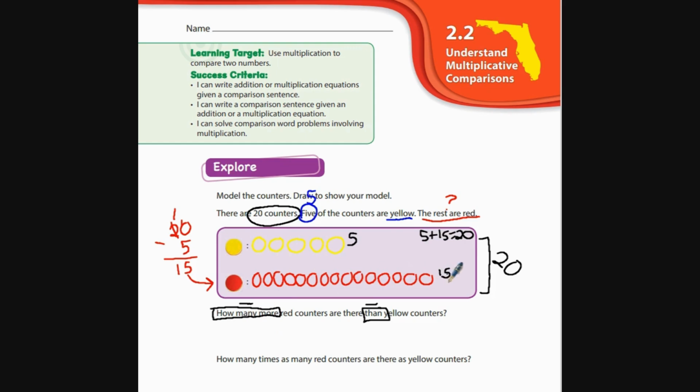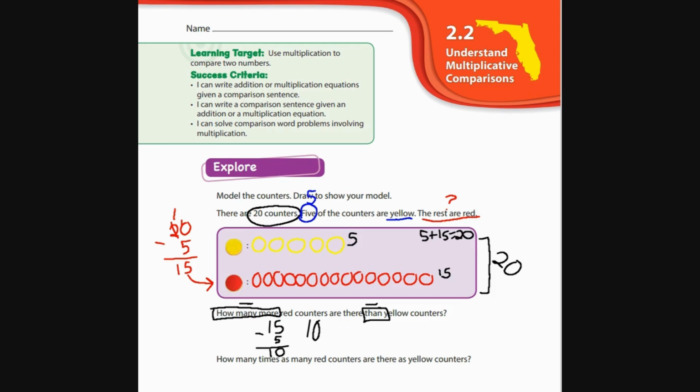If I know that I need to subtract and I know that I have 15 here and 5 here, I'm going to do 15 minus 5. 5 minus 5 is 0. I don't need to borrow anything, and I bring down that 1. That means how many more red counters? I have 10 more red counters, which makes sense because if I have 10 more plus that extra 5, then that gives me 15. So I have 10 more red counters than yellow counters. All I need to do is find the difference of 15 and 5, which gives me 10.